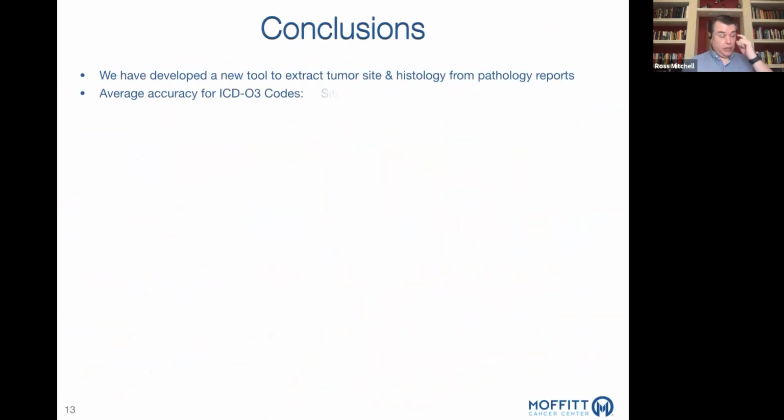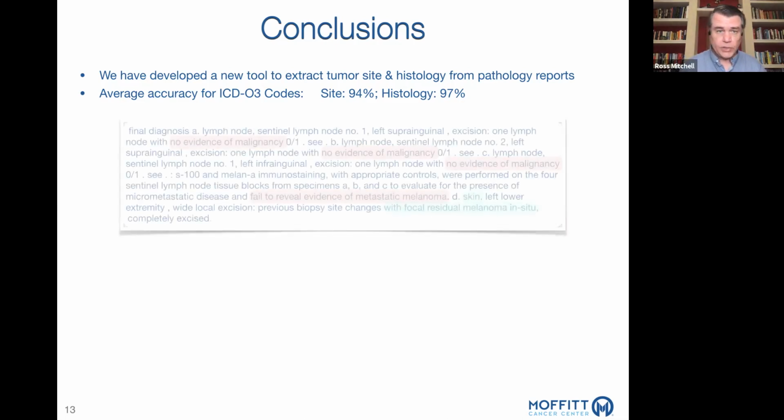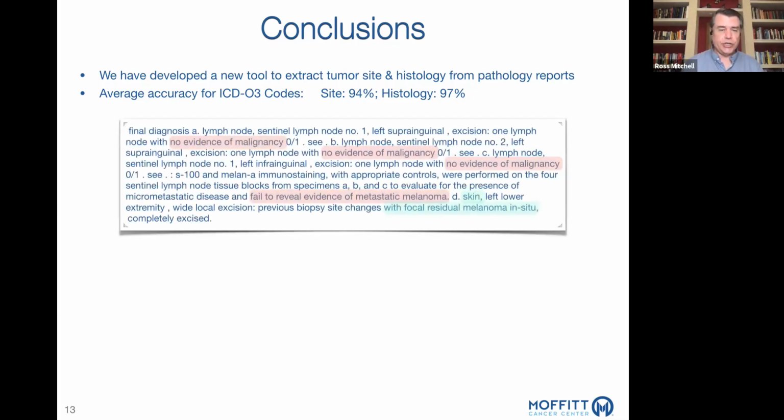So, to summarize, we've developed a new tool that's a chain of different BERT systems to extract tumor site and histology from pathology reports. We've got really good accuracy. It's on par with human level performance, 94% accurate at extracting site, 97% accurate for histology, and even better than those numbers on the most common sites and histologies. Fantastic news.